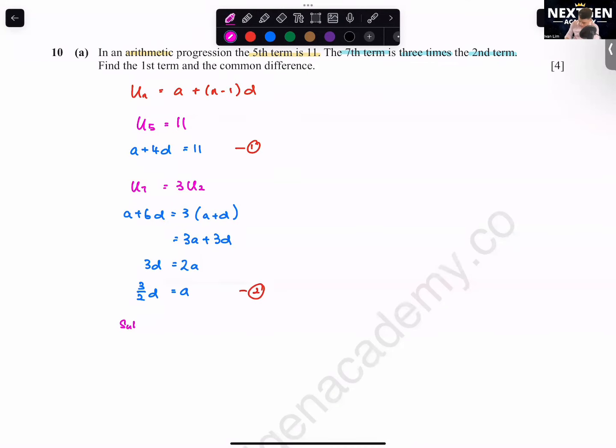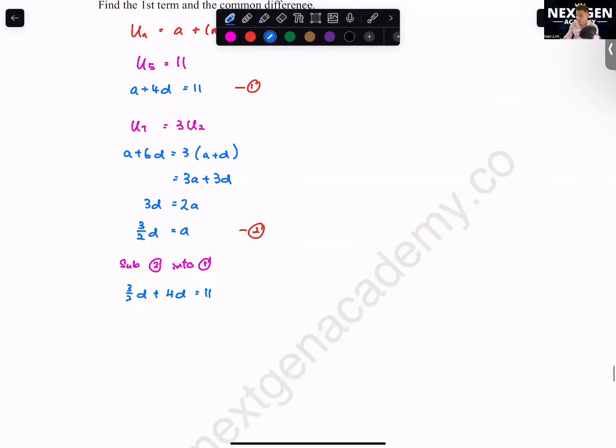Let us substitute 2 into 1. Substitute the A into there. So you get 3 over 2 D plus 4D equals 11. 3 over 2 plus 4, you get 11 over 2 D equals 11. D is 11 times 2 over 11. So D equals 2. Then let's find the A value. I'm going to substitute into equation 2. Substitute D equals 2 into 2. A equals 3 over 2 times 2. A equals 3.